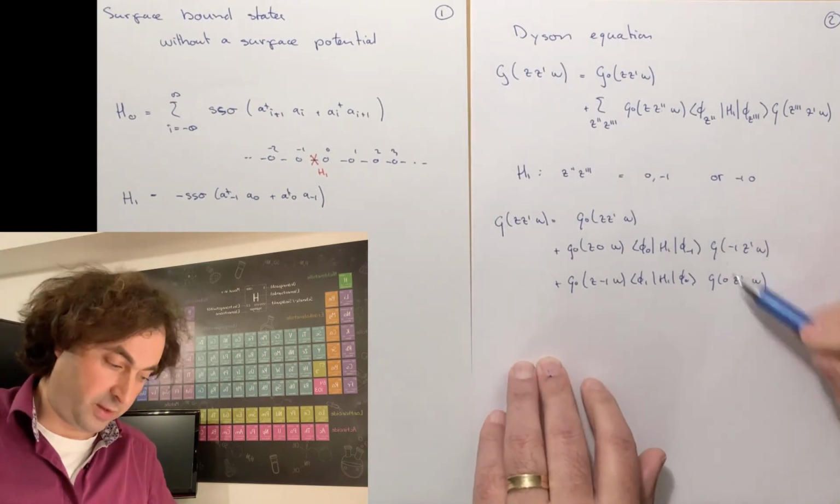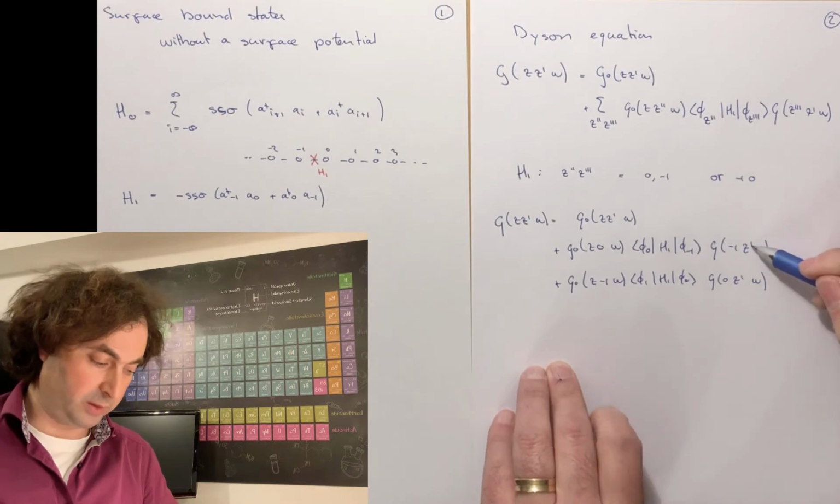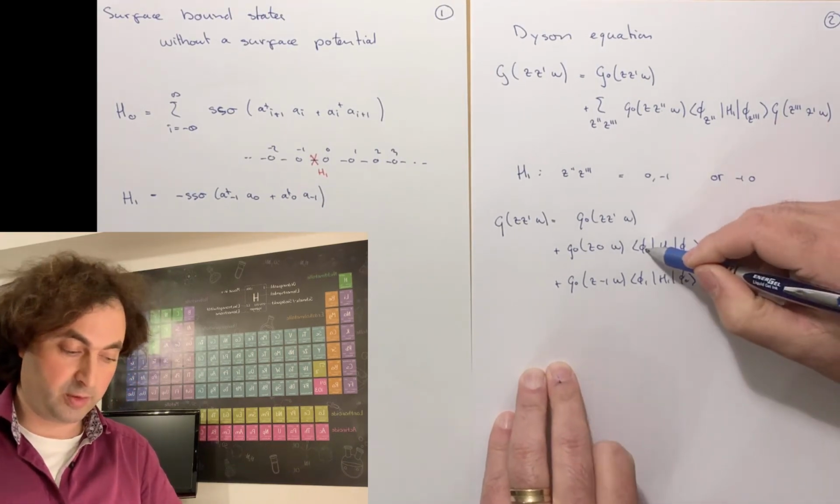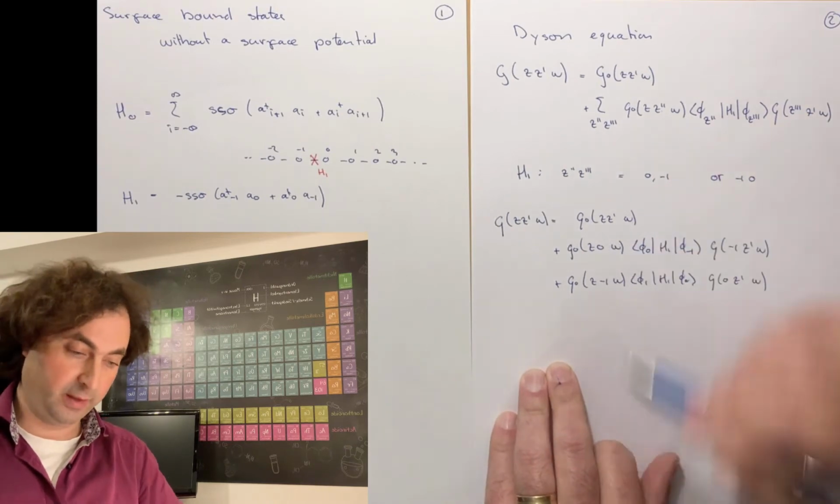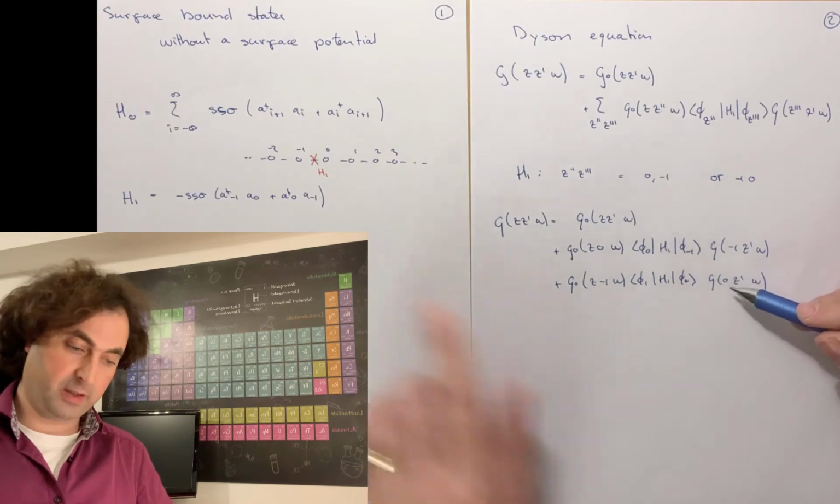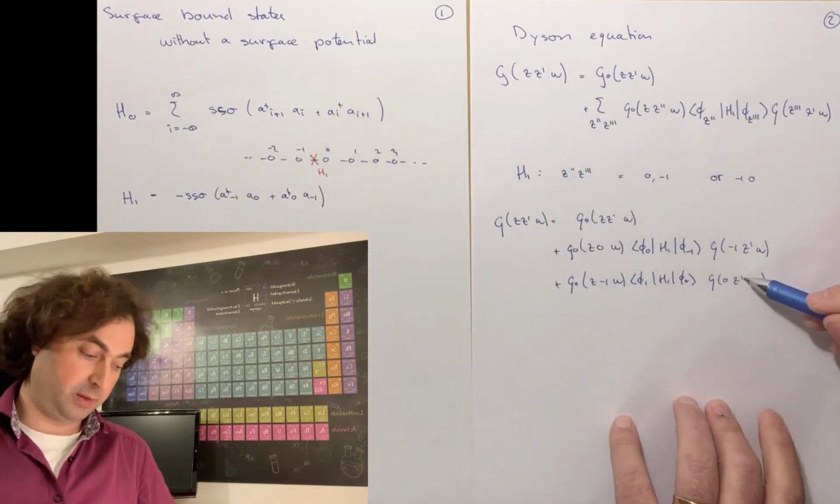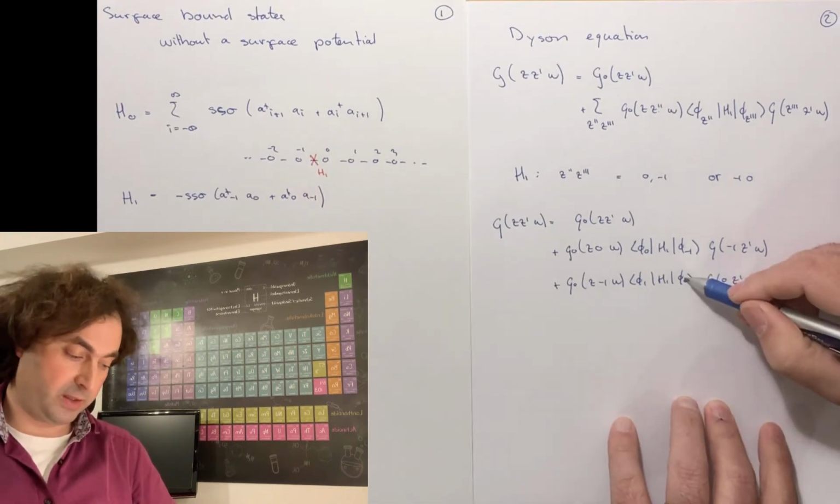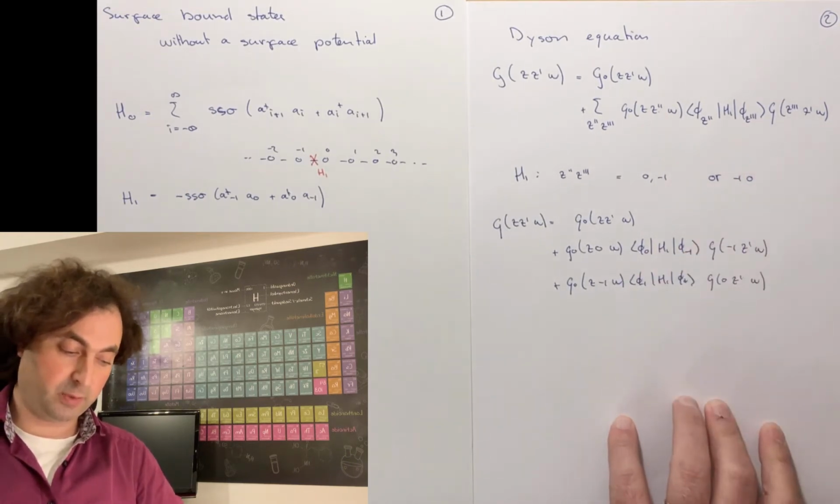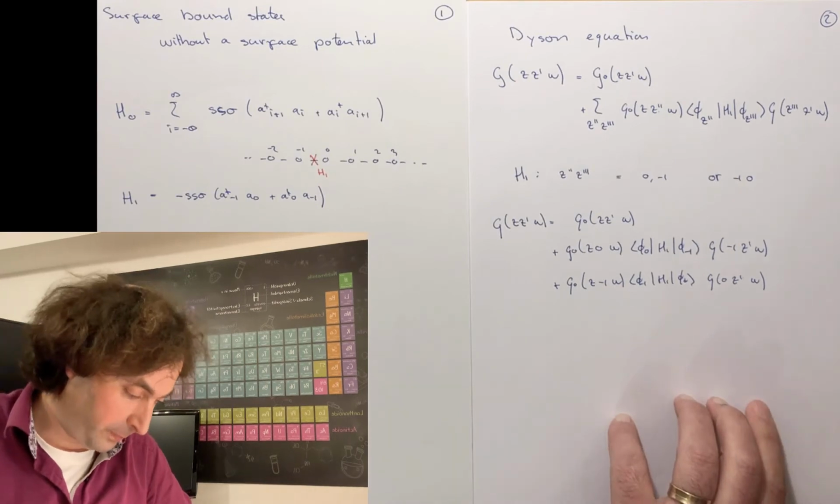So I have my semi-infinite chain. I create a particle at z prime, I propagate to -1, I scatter from -1 to 0, and I propagate then in an infinite chain from 0 to z. Or I have my semi-infinite chain, I create my particle at z prime, I propagate to 0, I scatter from 0 to -1, and I propagate from -1 to z in the infinite chain.